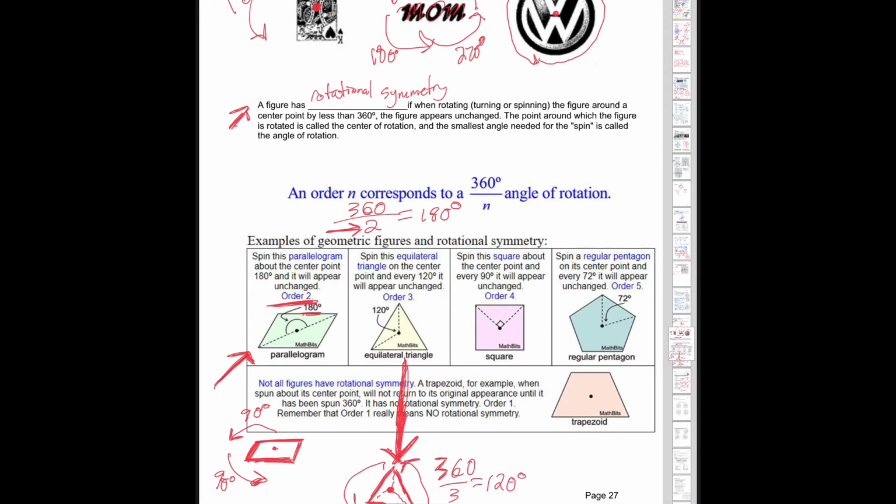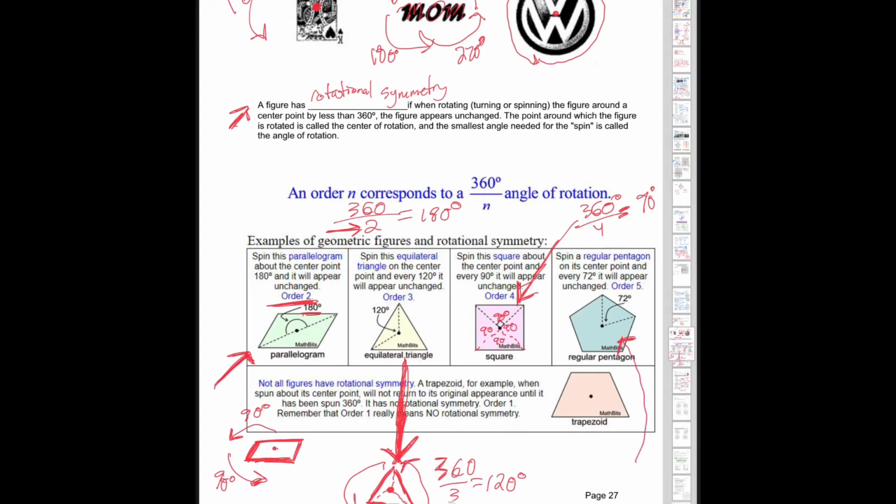And lastly, let's look at one example with the square. A square has order 4. So if I do 360 divided by 4, the amount of times I can rotate it to get the same image, my angle of rotation would be 90 degrees. So here would be 90. And if we broke it up, 90, 90, and 90.